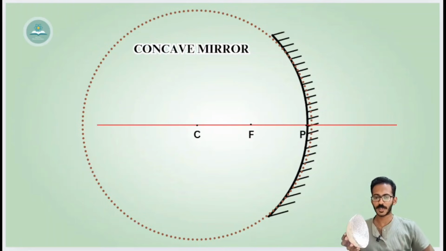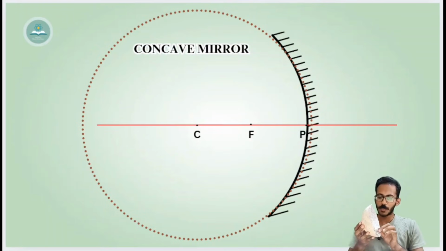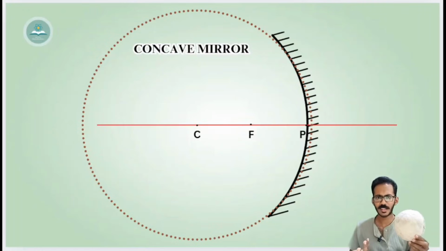So we have the concave mirror here. In the case of the concave mirror, this silver coating shows the smooth polished surface from where we'll get the reflection. And this part shows the rough surface. In a mirror, rough and smooth surface means the smooth surface will reflect back light and the rough surface will not reflect any light.